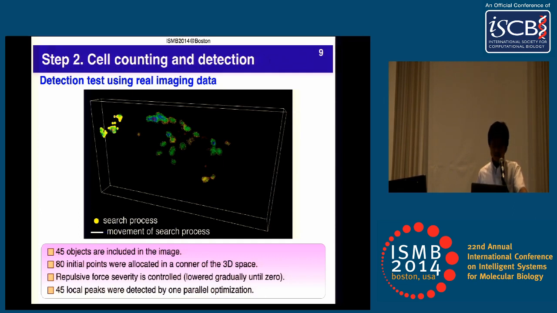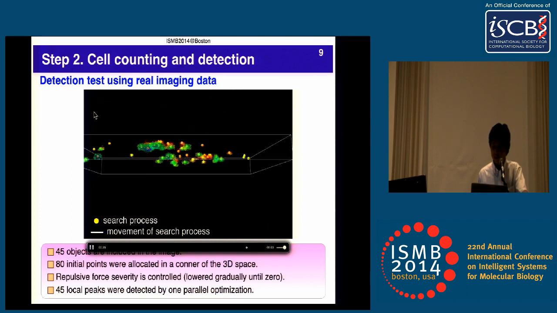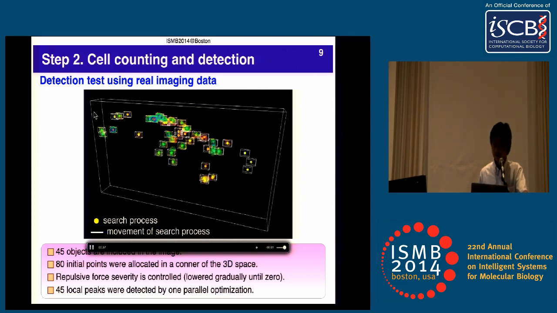So let's start. The processes interact with each other, and some of them start to escape from the initial region, as you see. The escaped points push other points to the other region using repulsion force, and accordingly, points are diffused over a 3D space. As the process goes on, force stability is gradually lowered until zero. In this way, this method could discover all of the local modes with just one-time parallel run.